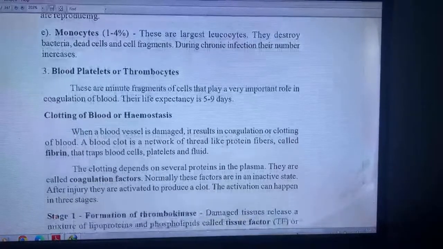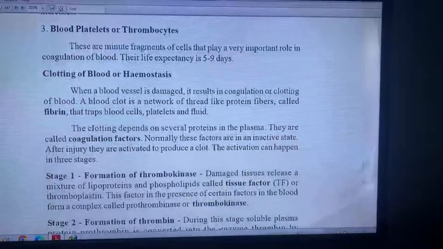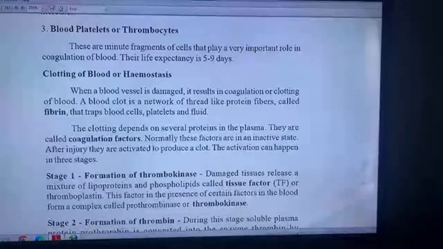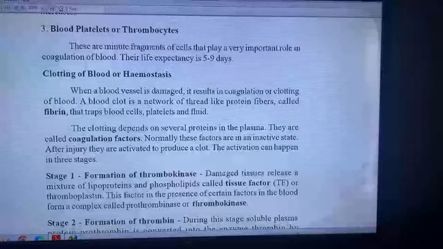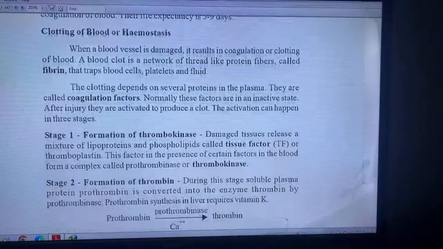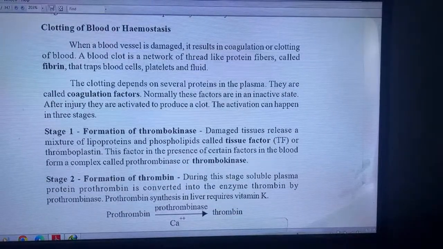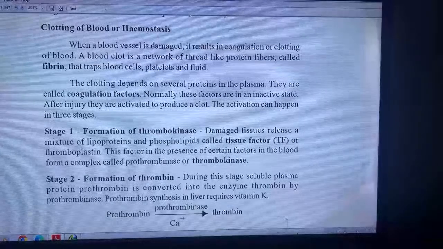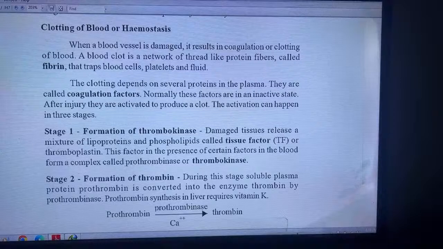Blood platelets are thrombocytes. These are minute fragments of cells that play a very important role in coagulation of blood. Their life expectancy is 5 to 9 days. Clotting of blood, or hemostasis. When a blood vessel is damaged, it results in coagulation or clotting of blood. A blood clot is a network of thread-like protein fibers called fibrin that traps blood cells, platelets, and fluids. Several proteins in the plasma are called coagulation factors.